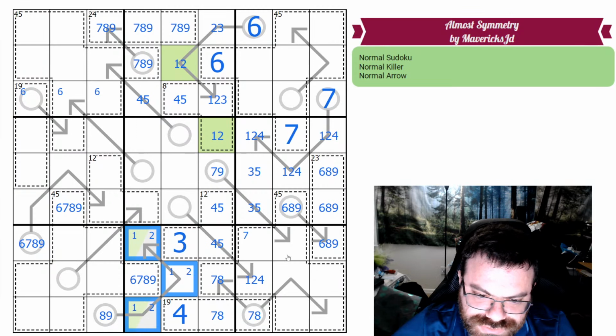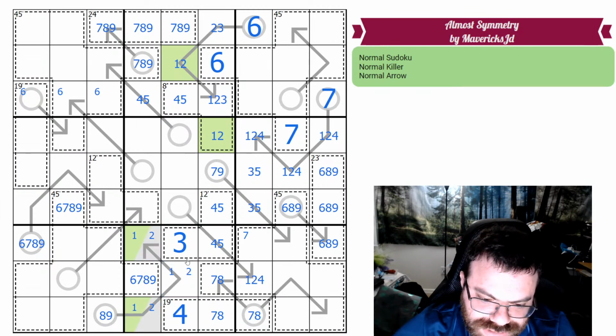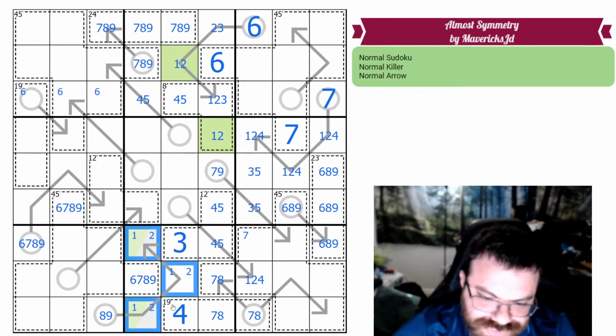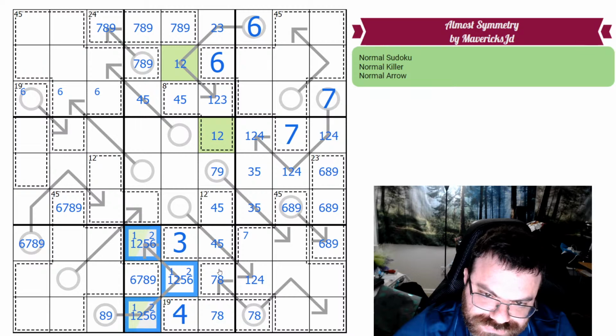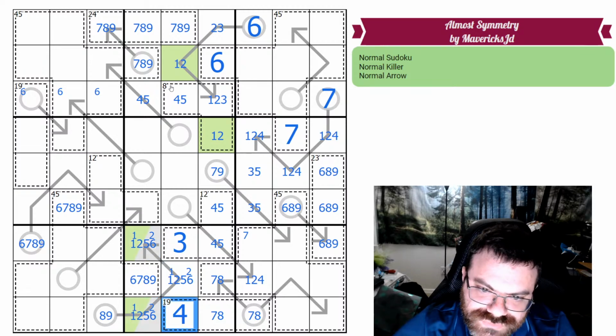Arrow requires a 2 as well. So we're 1, 2, 5, or 1, 2, 6. This 4 sees up. This is 5 and 4. So this is not 5.